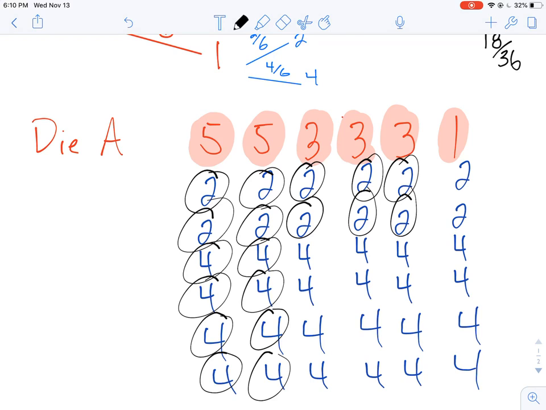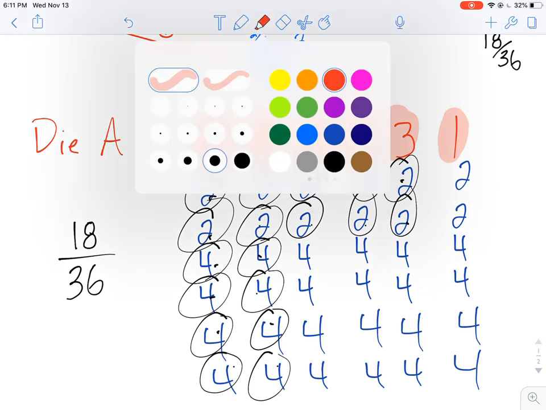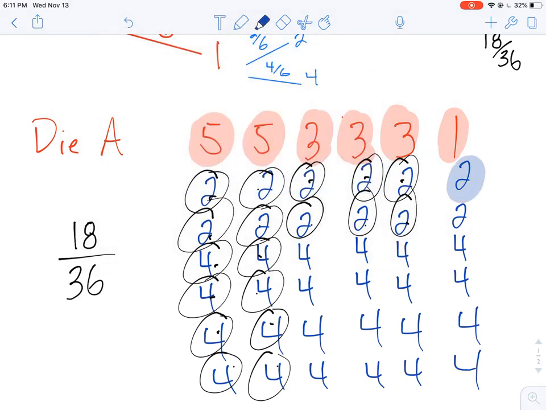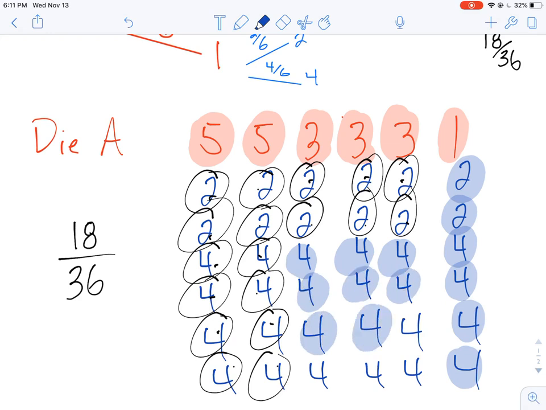So now all I have to do is count up all the times that die A would win. 1, 2, 3, 4, 5, 6, 7, 8, 9, 10, 11, 12, 13, 14, 15, 16, 17, 18. Hey, 18 out of 36, which means that die B would win the other 18. You get the idea. If I count them all up, I would get 18 out of 36. So using this method, it would be 18 out of 36 for either, so it really doesn't matter which one I choose.